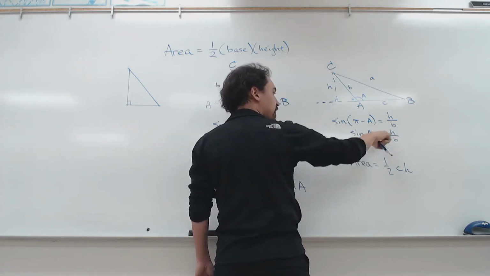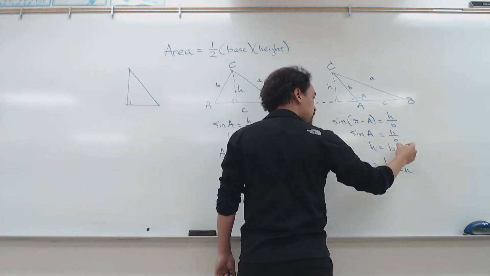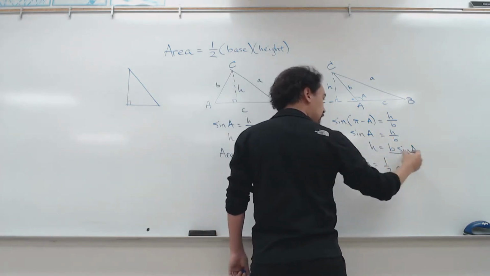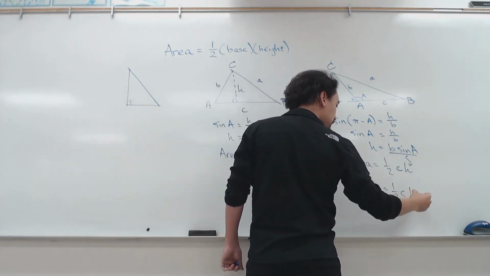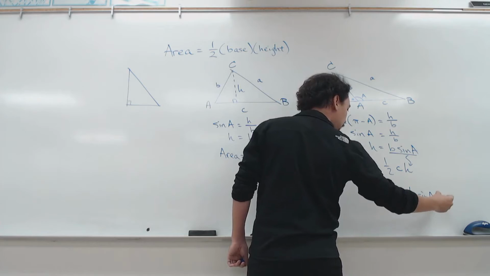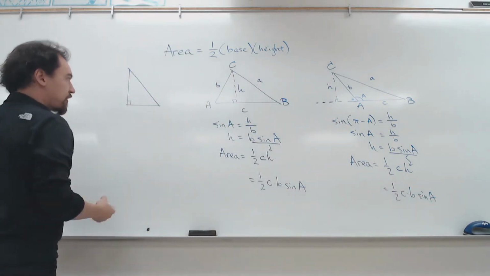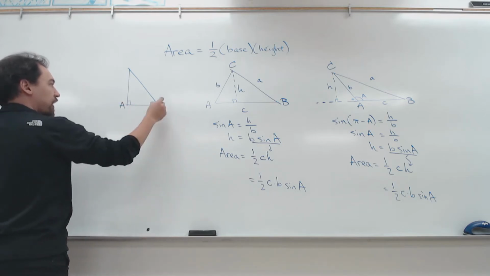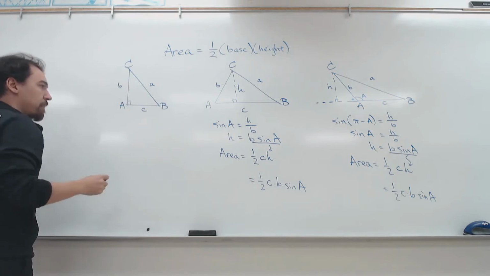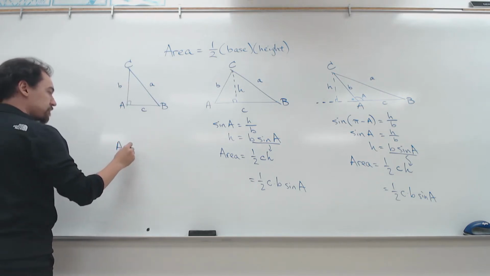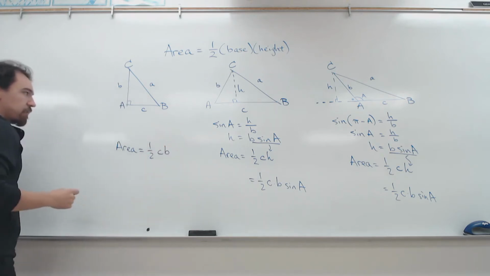We can once again solve for h, so we can substitute. h is equal to, multiply the b across, b times sine of A, and take this expression and substitute it there, which means we have 1/2 c times b times sine of angle A. We have the same relationship twice. Now, just out of curiosity, let's try this one as well. If we take angle A, angle B, angle C, lowercase a, lowercase b, and lowercase c, we can say the area is 1/2 times c times b.